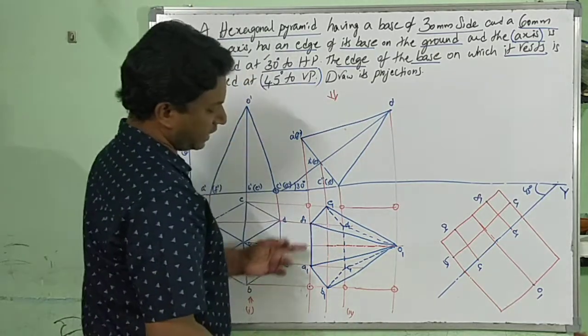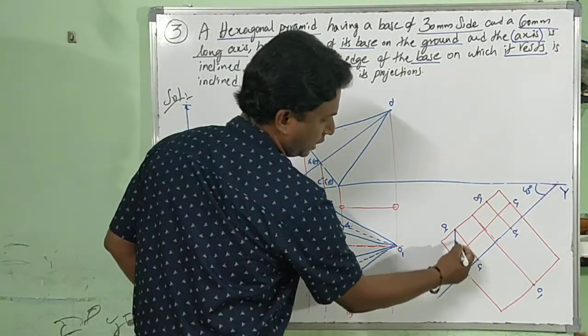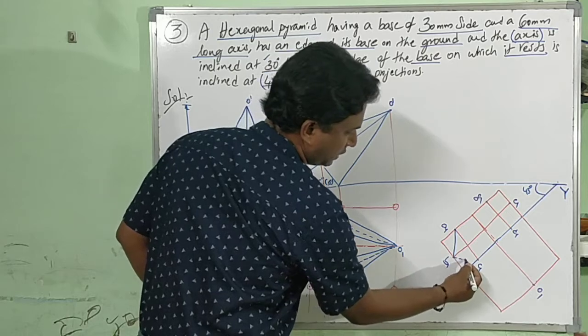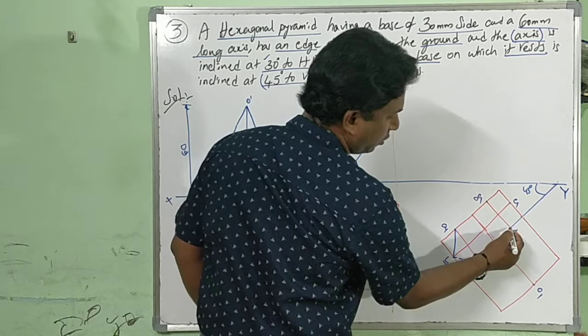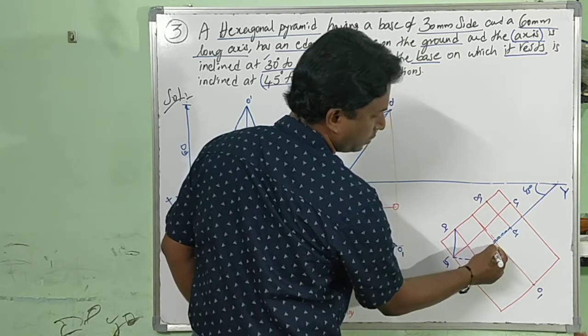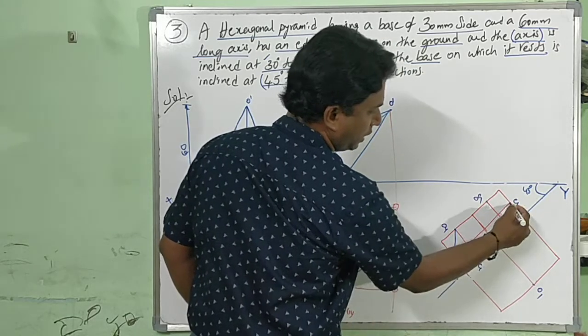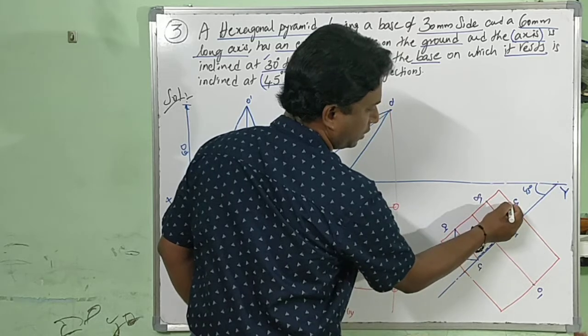Now, whatever the thick lines I am drawing here, see this? A1 B1, B1 C1 hidden, same hidden lines. C1 D1 I have to draw hidden. D1 E1 hidden. E1 F1 thick.